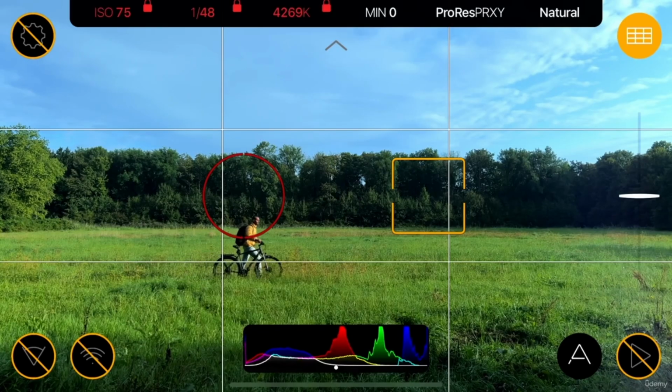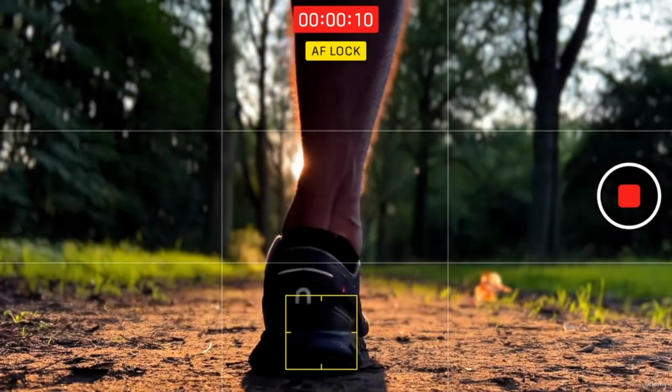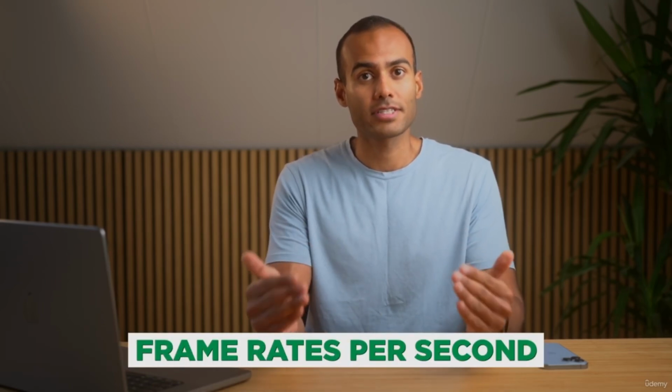And of course, if you are someone who has no idea what shutter speed, aperture, or frame rates per second are, do not get overwhelmed. I'll explain it in the easiest possible way. And even if you cannot understand now, we will be doing tons of examples in the upcoming sections. So by the end of this class, everything will be clear to you. So let's get started. The first term we're going to discuss is frame rates per second.